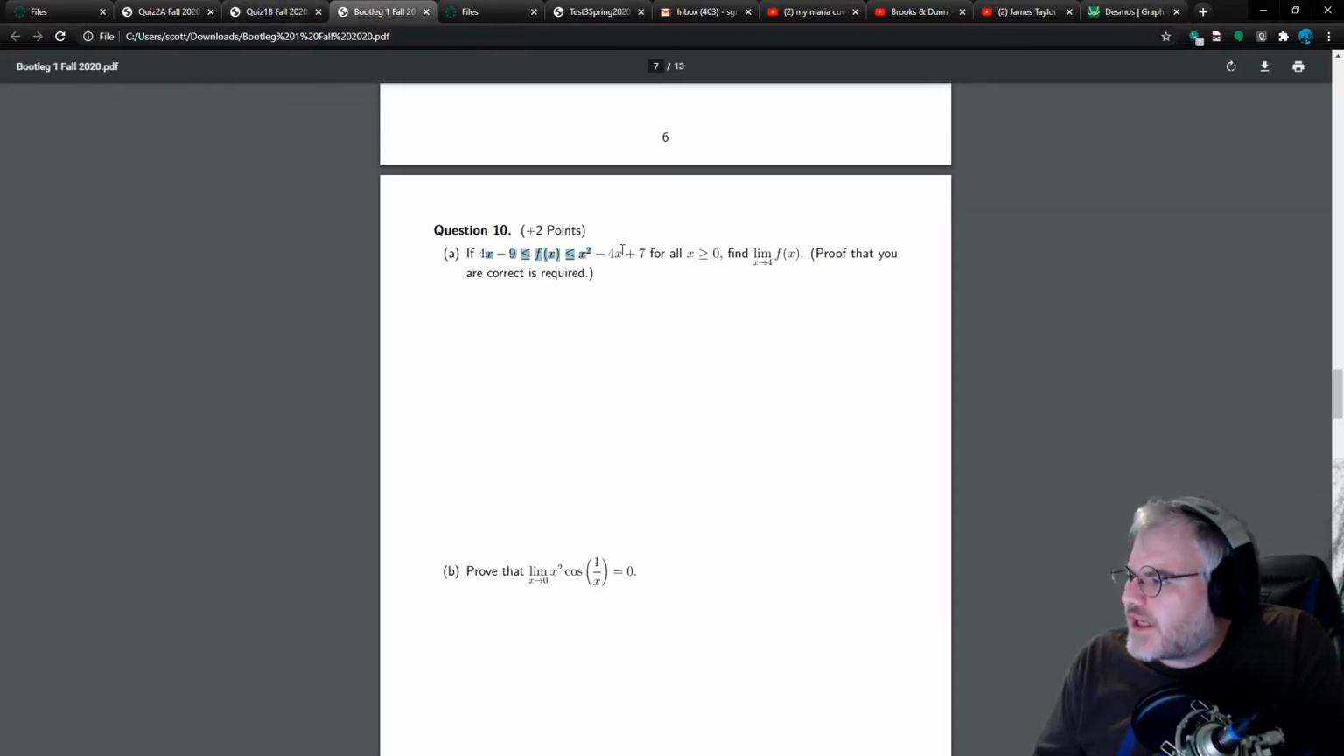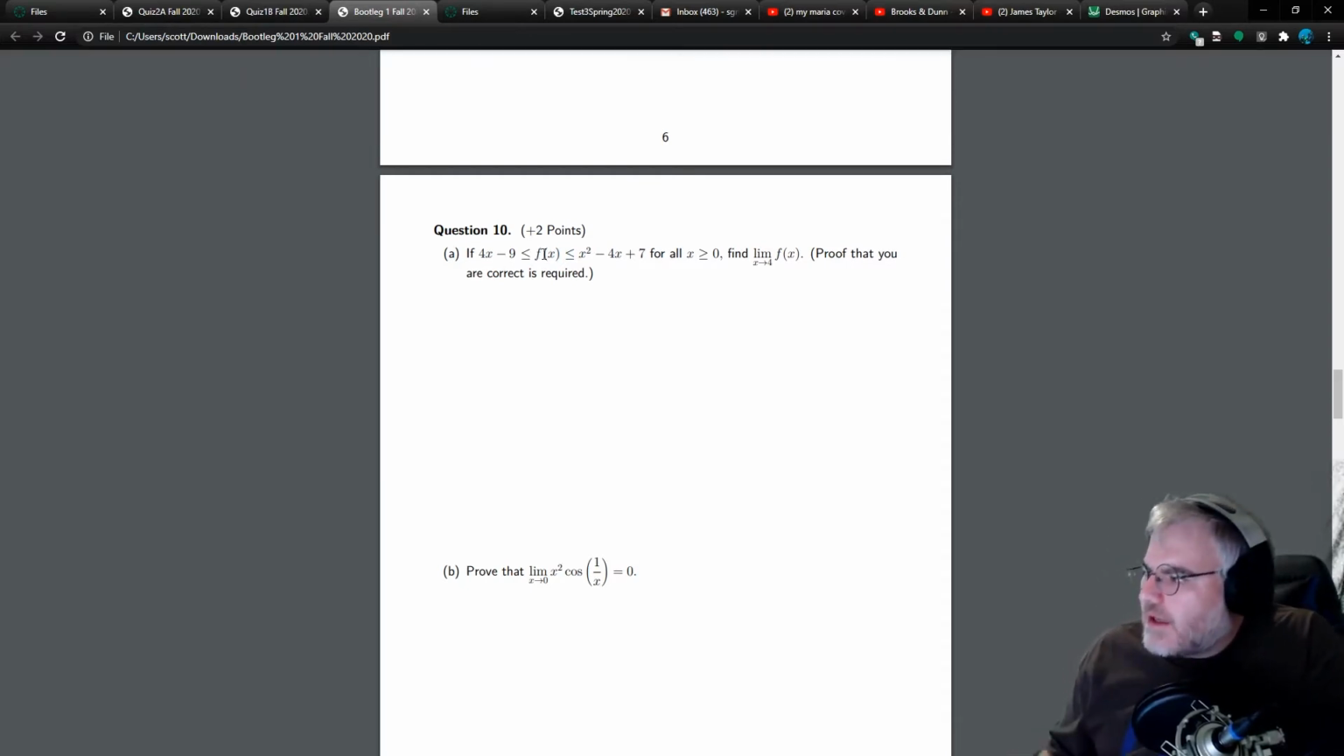So you can see here, let's take this problem off the bootleg. You can see here that f of x is squeezed between two things. I'm sorry, not the limit of 4. As x goes to 4, both of these equations are polynomials. So if you compute what these equations are, you get a number, and that particular number is going to be 7.